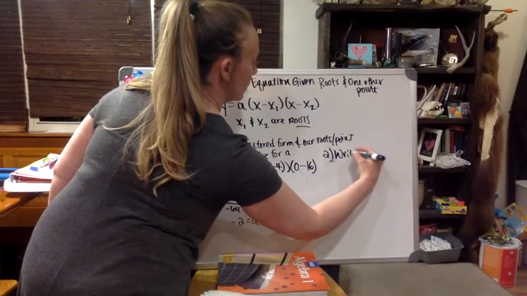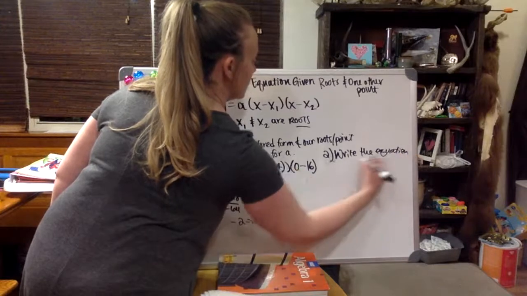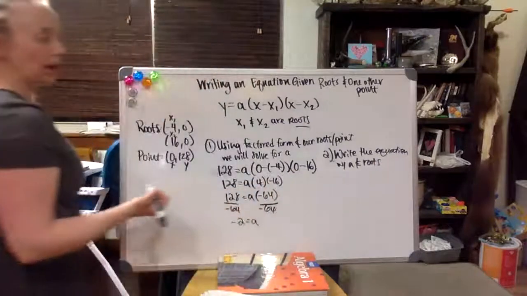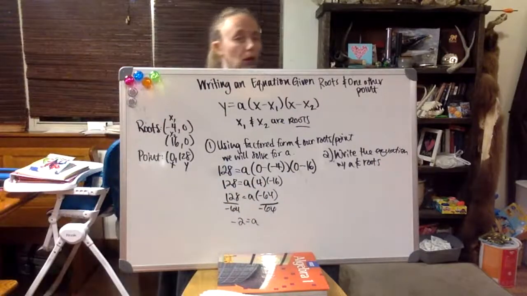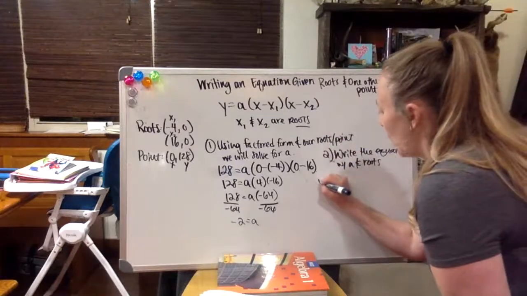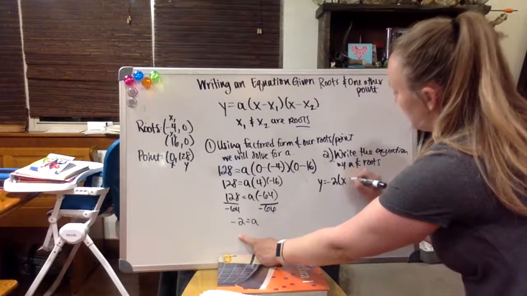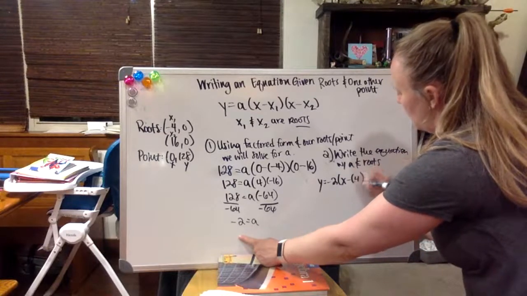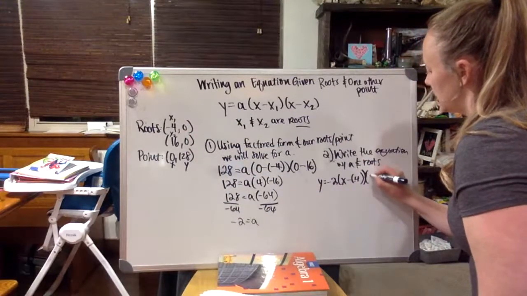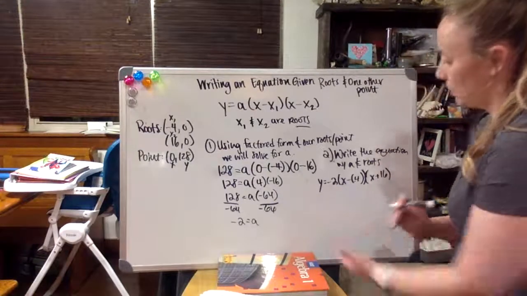write the equation with A and our roots. So when we do that, we're now going to write y equals -2 times (x minus -4) times (x minus 16). And so we've created that.